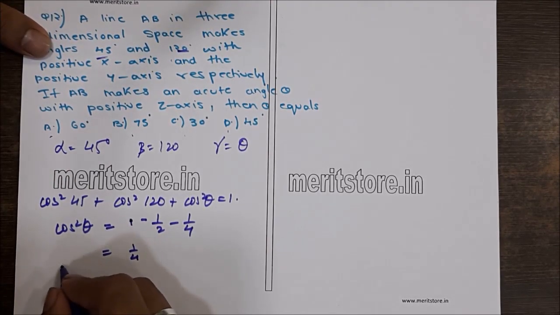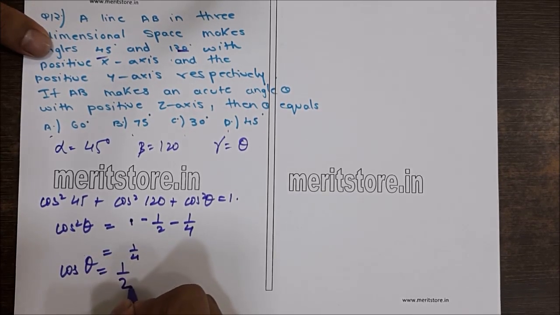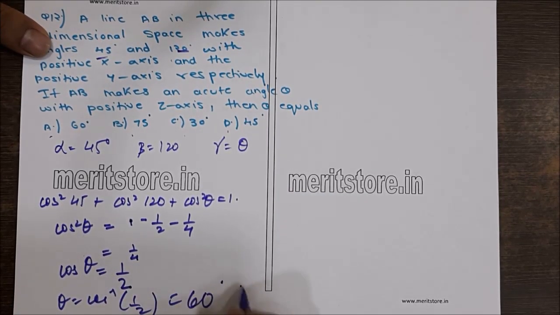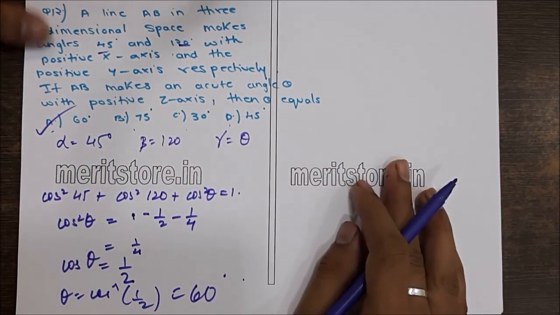Since theta is an acute angle, cos theta would be 1 by 2. So theta is cos inverse 1 by 2, equal to 60 degrees. So our correct answer is option A.